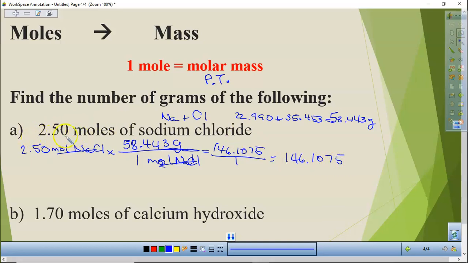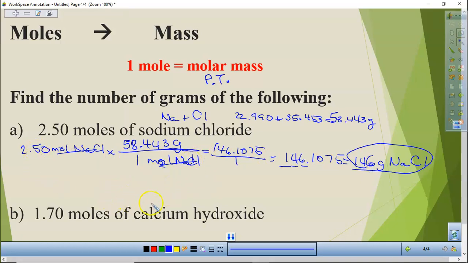How many do I have in my problem? I have 3, so 1, 2, 3. Does that 1 do anything to the 6? No, it doesn't. So my final answer is 146 grams of sodium chloride. That's the number of grams in 2.5 moles of sodium chloride.